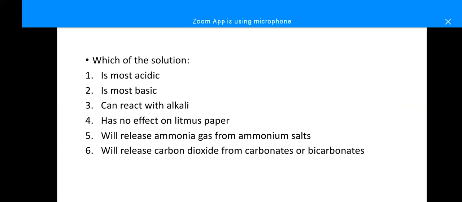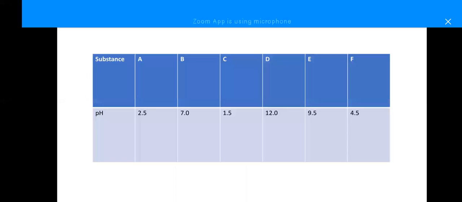And the last one, which of the solutions will release carbon dioxide gas from carbonate or bicarbonate?